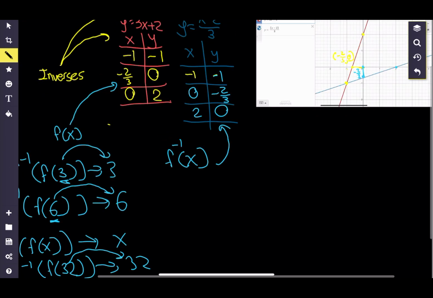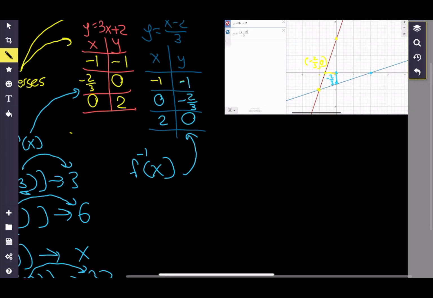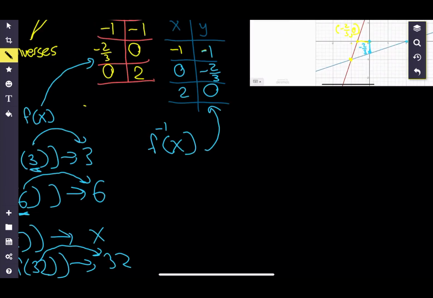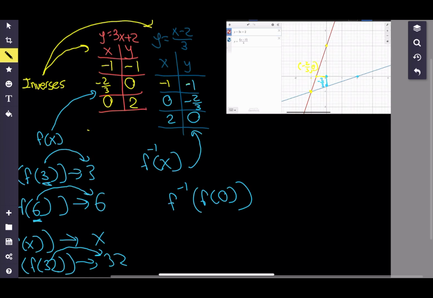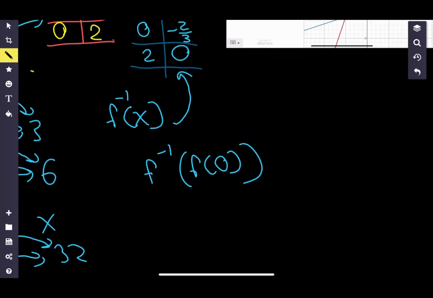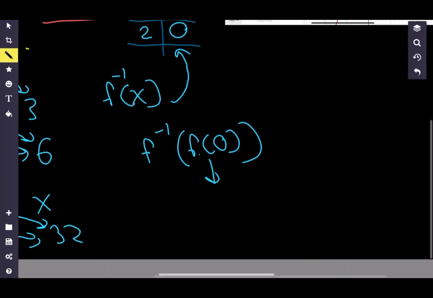And let me just show you this real quick, because some of y'all might not believe me. So let's see if this is actually true. Let's say I want to find out the inverse of f of 0. What is this going to be? Well, first, we have to deal with the thing inside the big parentheses. We want to find out what f of 0 is equal to. What is f of 0 equal to?